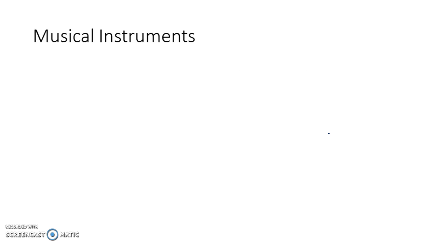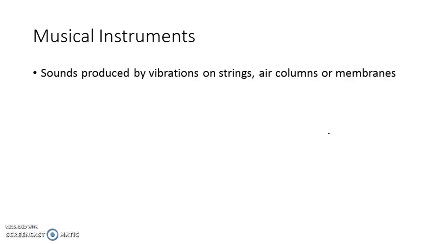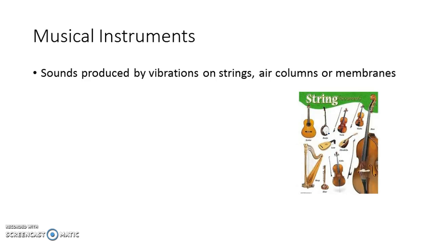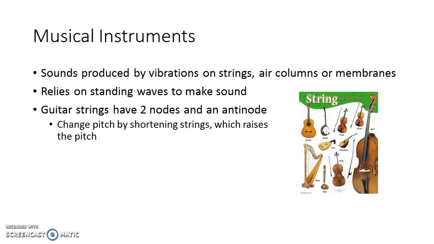All right, musical instruments. Musical instruments produce sounds, and these sounds are produced by vibrations on strings, air columns, or membranes. Here are some pictures of strings, just so that you can see them. These musical instruments rely on standing waves to make a sound.